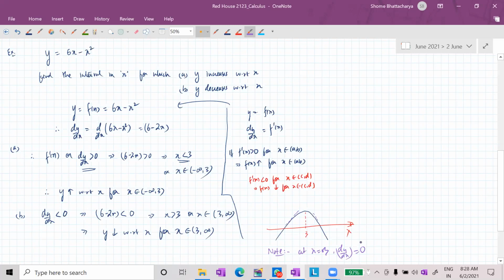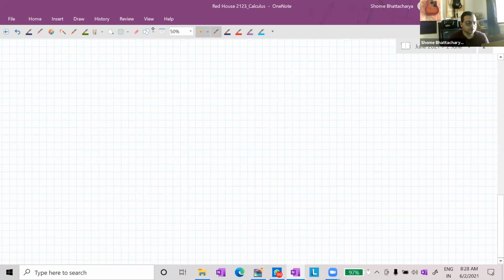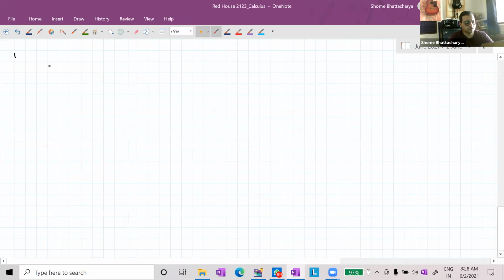Okay, so understood this question now? Yes, sir. Okay, let's try out another example. This time we'll take a slightly more interesting type of function. So we'll take a cubic function this time. Y is equal to x cube minus 3x.